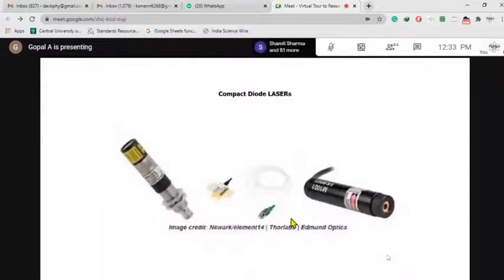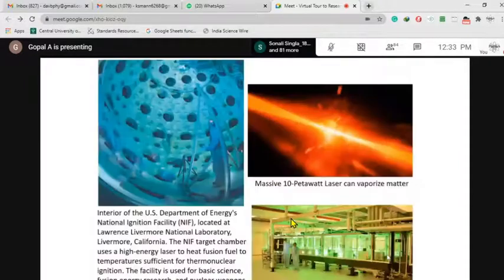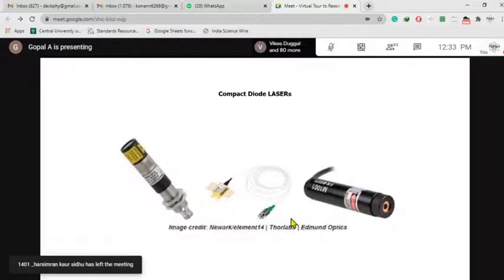On the extreme other side, so this is one side, you have applications using lasers which are mountable on a truck or inside a lab. And then you have these huge facilities which are being built as national facilities. On the other hand, you have these very tiny lasers, the compact diode lasers, which you can get for different applications, right?